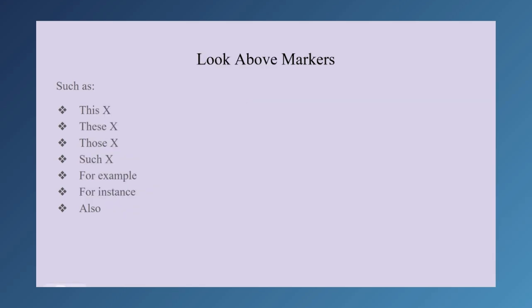Similar to additional point markers are look above markers, which are terms that indicate that a sentence is referring to something mentioned previously in the passage. Terms such as this X, these X, those X, such X, for example, for instance, or also. Check this example.